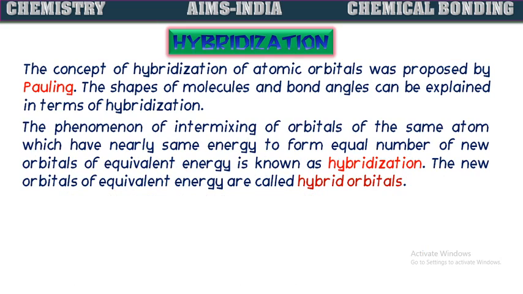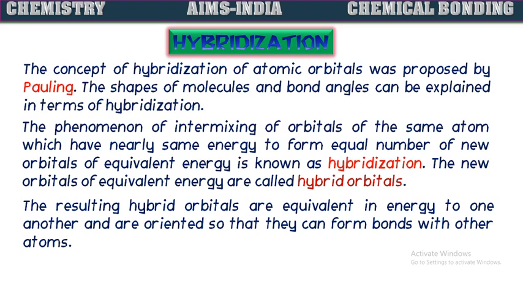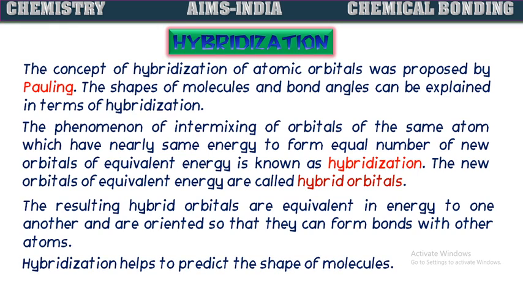The phenomenon of intermixing of atomic orbitals of the same atom which have nearly the same energy to form an equal number of new orbitals of equivalent energy is known as hybridization. The new orbitals of equivalent energy so formed are called hybridized orbitals or hybrid orbitals. The resulting hybrid orbitals are equivalent in energy to one another and are oriented so that they can form bonds with other atoms. Hybridization helps to predict the shapes of the molecules.